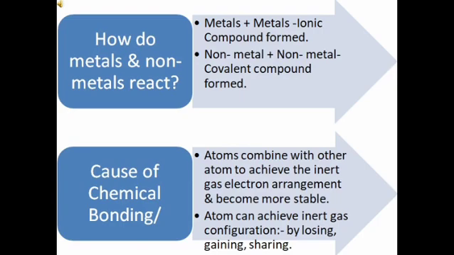Now what do you think can be the cause of chemical bonding? An atom combines with another atom to achieve inert gas electronic arrangement. What does it mean? Every atom on this earth wants to become more stable. For this, an atom achieves inert gas configuration either by losing, or by gaining, or by sharing the electrons.